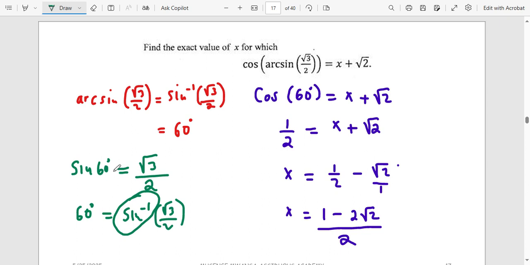Arc sine is sine inverse. Arc tan is tan inverse. Arc cos is cos inverse. So that's why where there was arc sine of root 3 over 2, we had substituted the 60 there. Does that make sense? All right. Good, good. Is there anyone else with a question? Any other question?